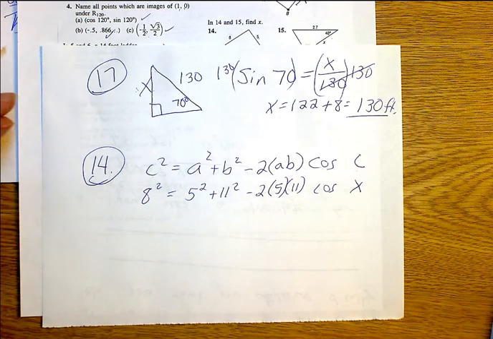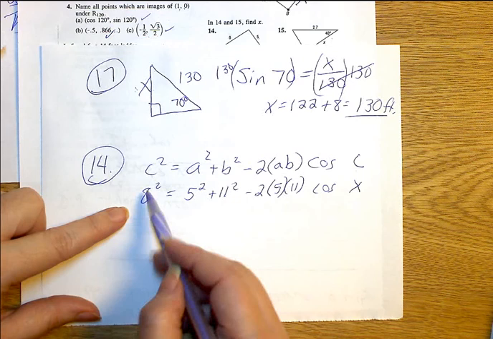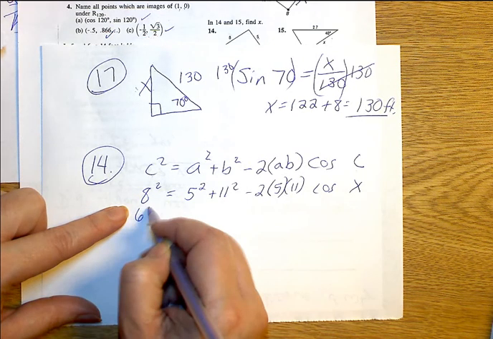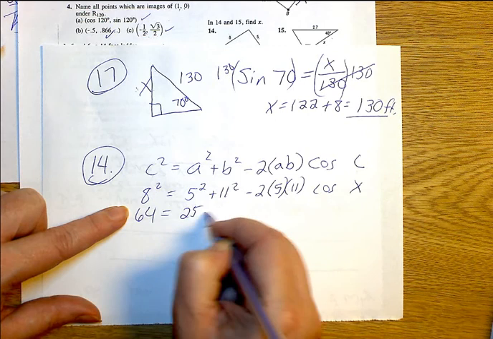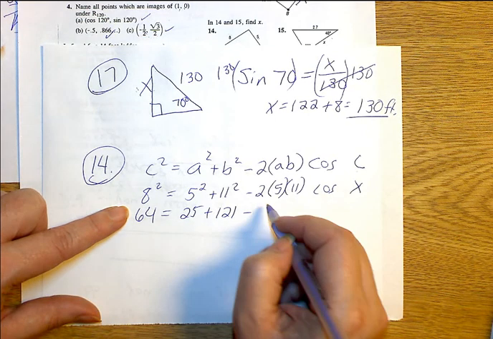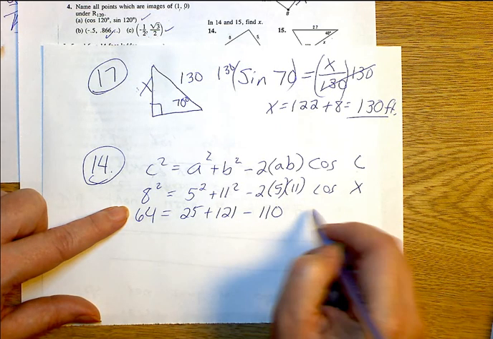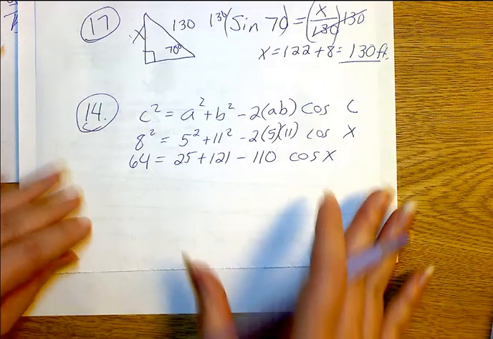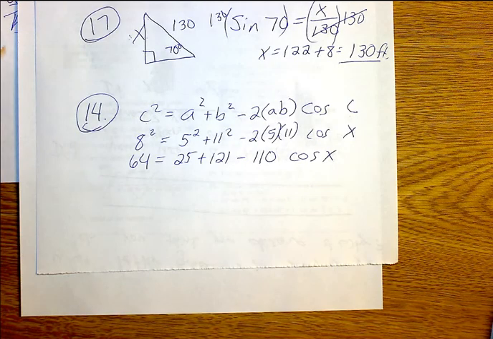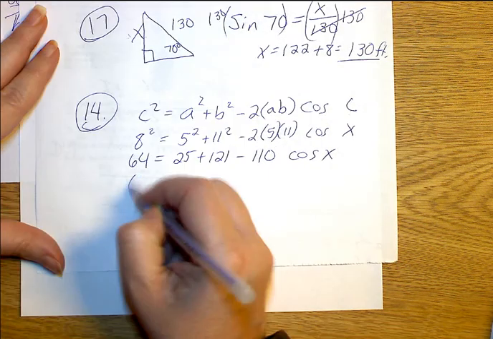Now, from here, what can we do algebraically? Do all of the exponents. So, okay, I can do the exponent. So I have 64 is equal to 25 plus 121. And is it okay if I multiply these? Yeah. Okay, so that's 110 cos of x. Now, algebraically, what can I do? You add the 25 and the 121, you get 146, and you subtract the 146 and 64.